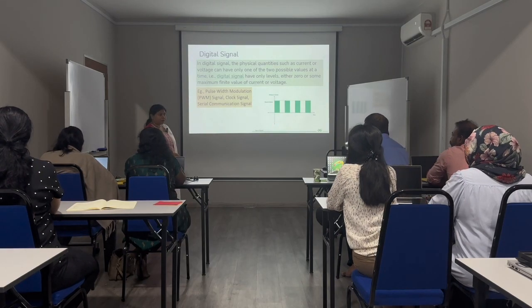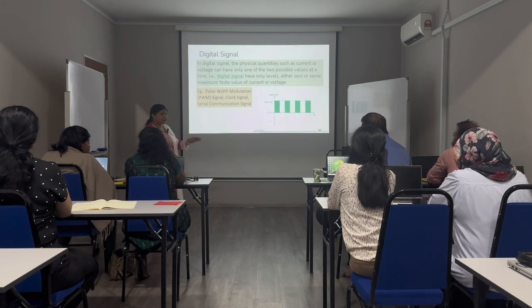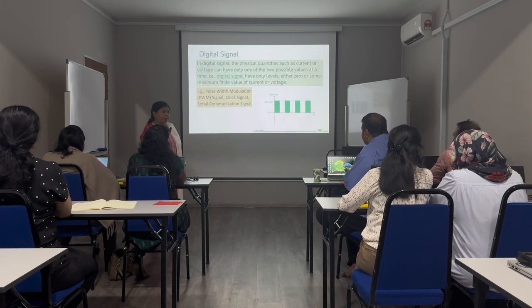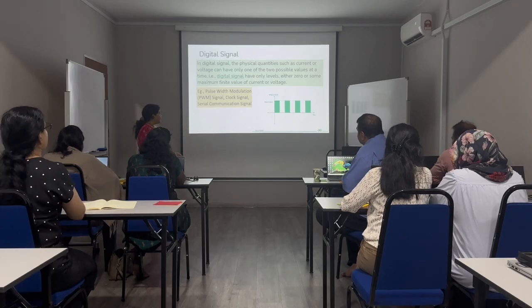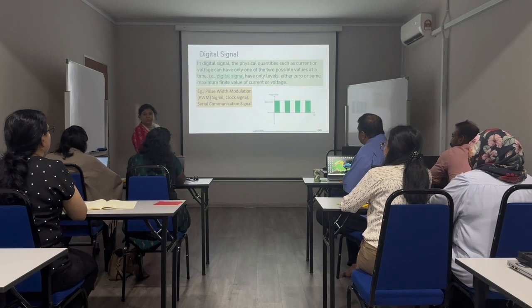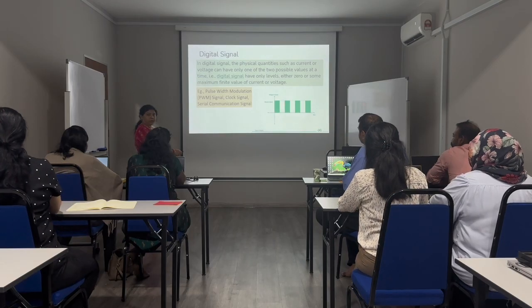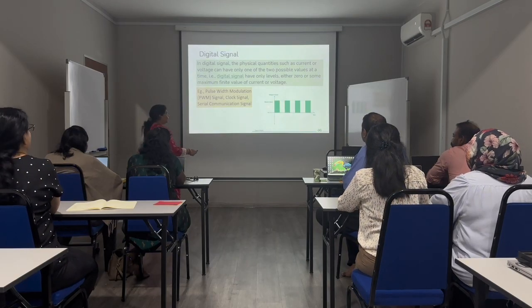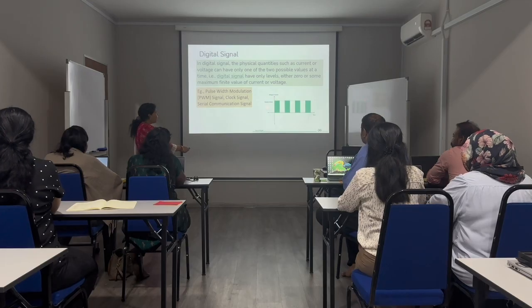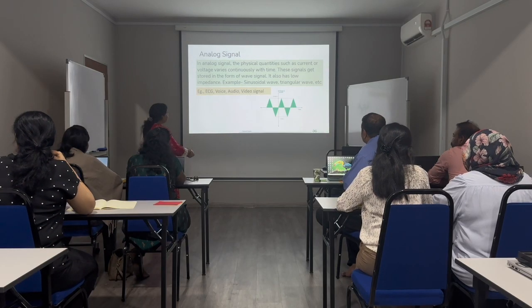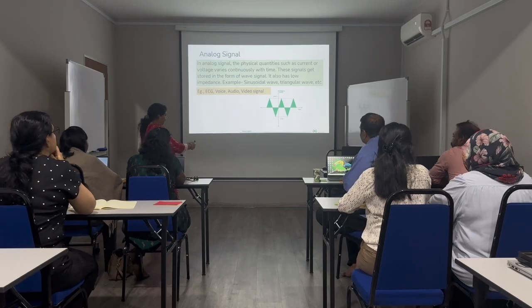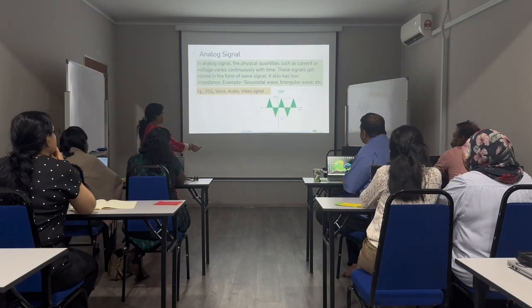Can you understand this? It's just ones and zeros. So digital circuitry will accept only ones and zeros. All the physical quantities are fixed to two maximum levels. One is one, the other one is zero. Whereas if you take the analog signal, it is a varying quantity with respect to time.